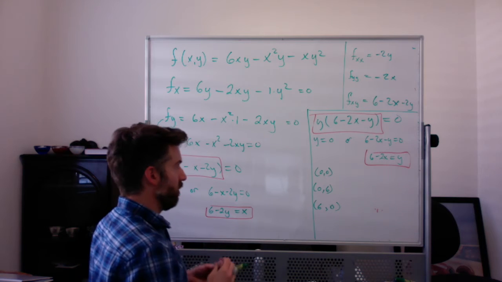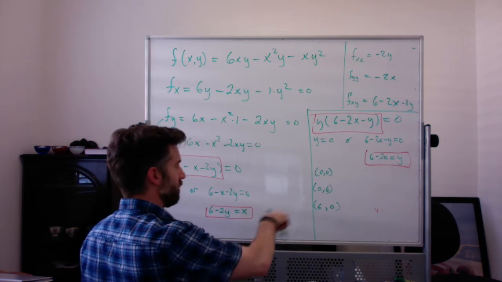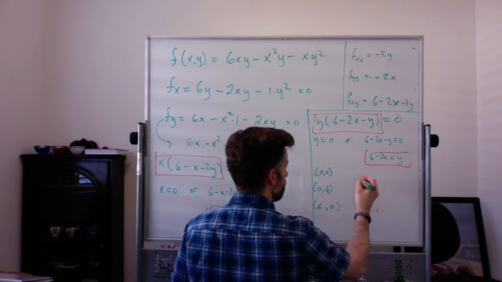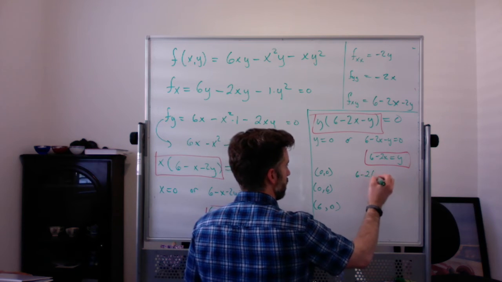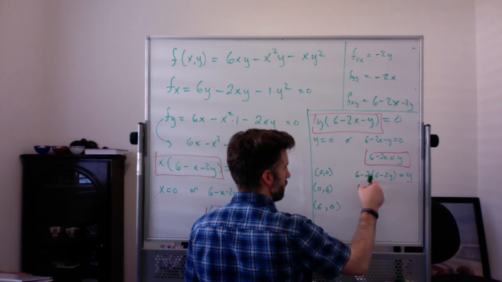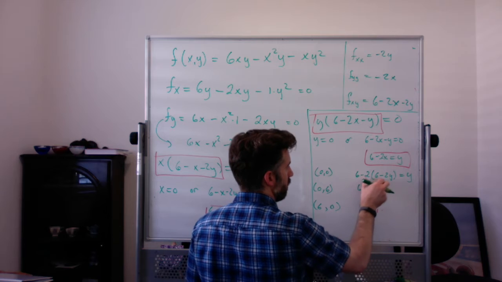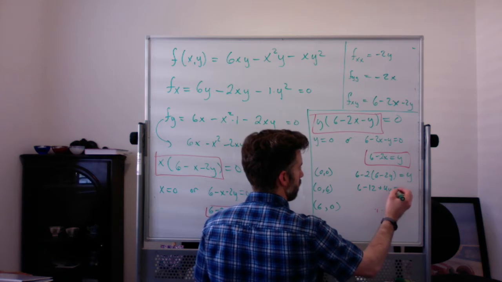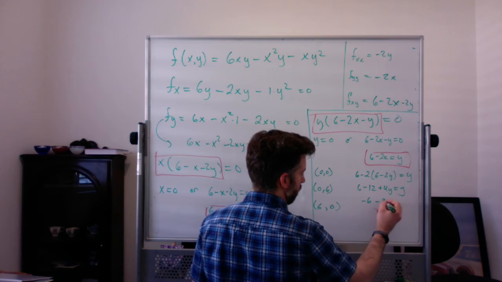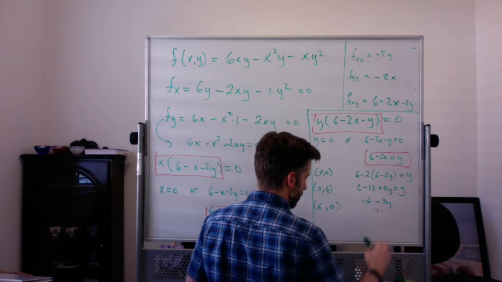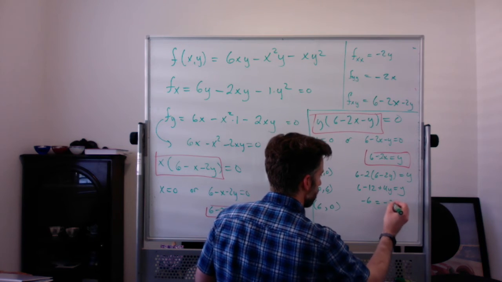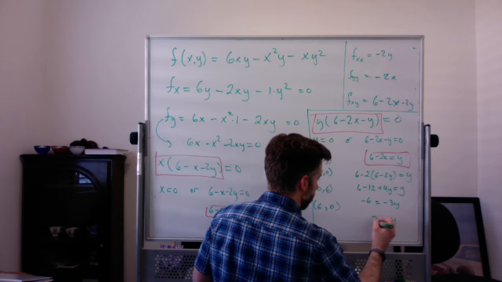And so that's where we're going to set one equal to the other, or plug in for x. I'm going to plug in x equals 6 minus 2y for x. So you get 6 minus 2 times 6 minus 2y equal to y. And you get 6 minus 12, plus 4y equal to y. 6 minus 12 is negative 6. Subtract 4y, you get negative 3y equal to negative 6. So you get y equal to positive 2.